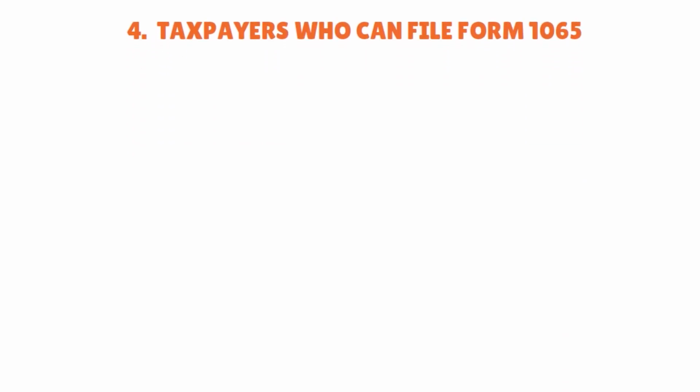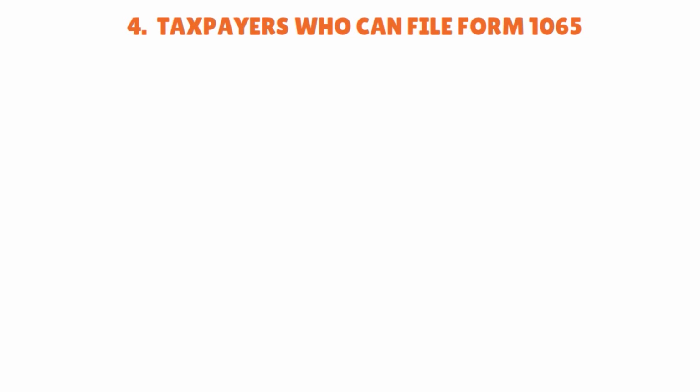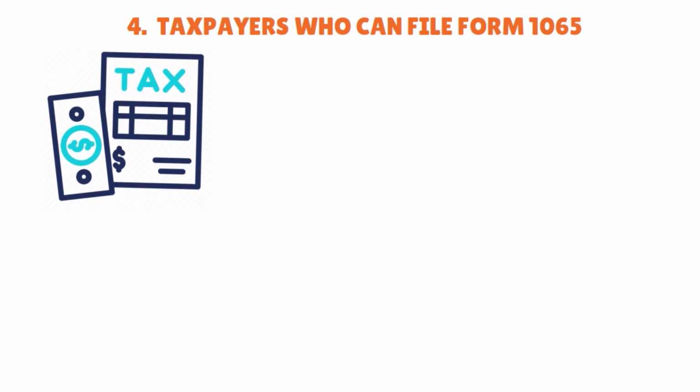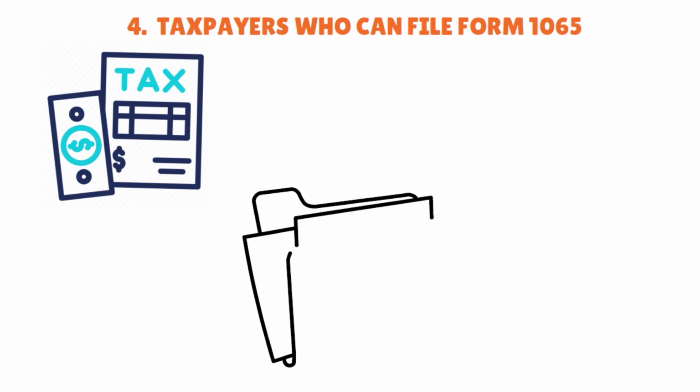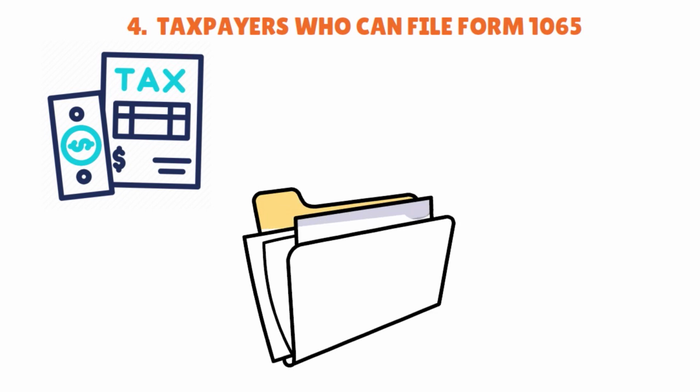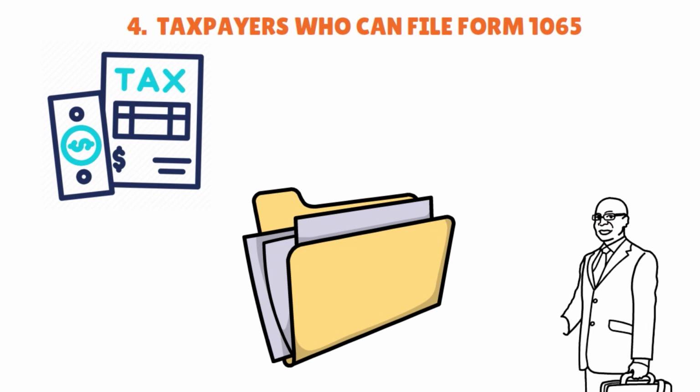Next, I want to talk to you about the taxpayers who can file Form 1065. If you are a domestic partnership, if you are an LLC, if you are a 501(d), or you are a foreign partnership, you have to file a Form 1065. Now, let me break it down. According to the IRS, a domestic partnership is a relationship between two or more persons who join to carry on a business with each person contributing property, money, or skill.